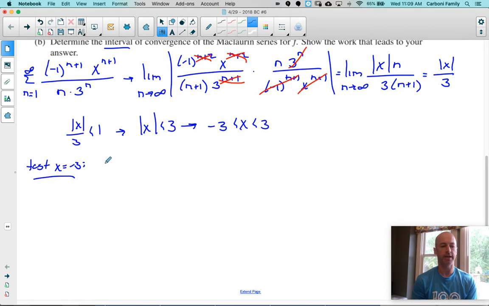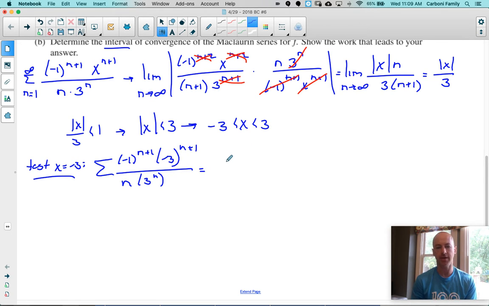And for x equals -3, I would have the series plugging in -3 right here. I would have -1 to the n plus 1, -3 to the n plus 1, all over n times 3 to the n. And let's see what happens here.